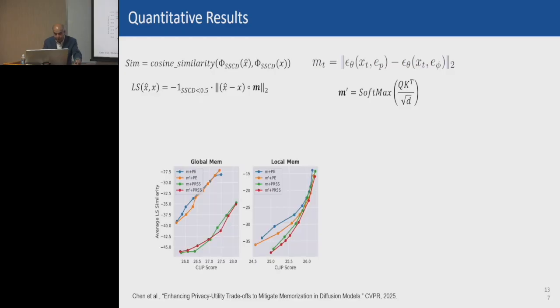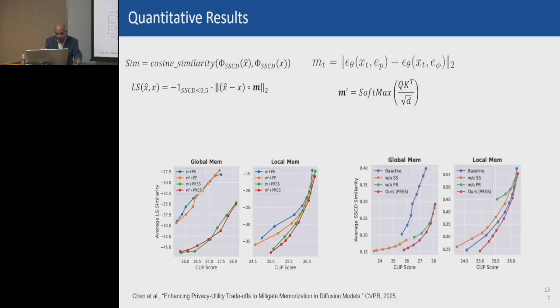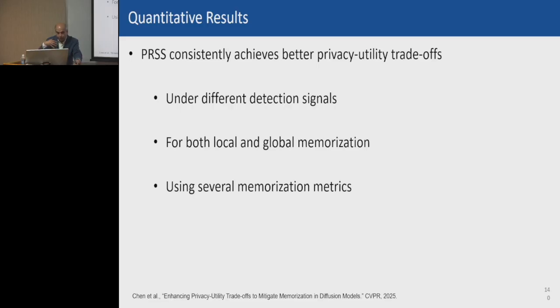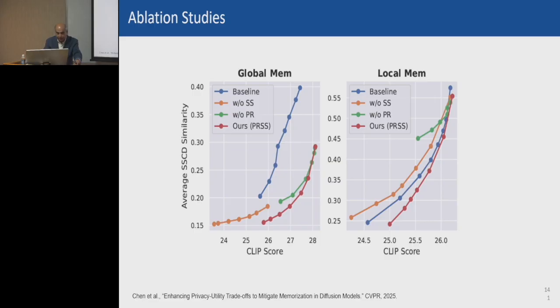So we can also look at some of these other metrics. We have the cosine similarity, the LS, and all these things we have been talking about, and all of these show a huge difference, as you see in the trade-off between those two. Okay, so this shows you that under different detection signals for both local and global memorization, using all these metrics we can do better.